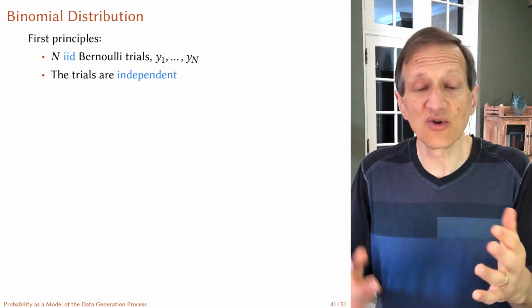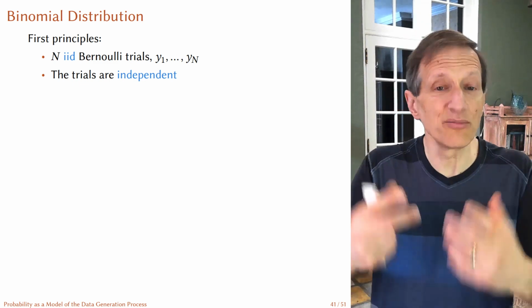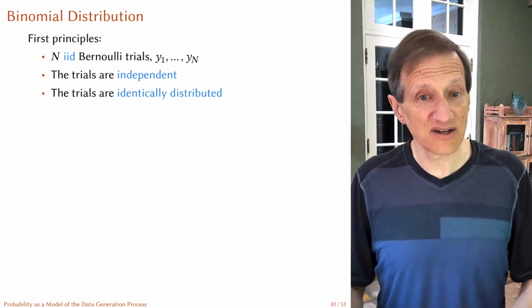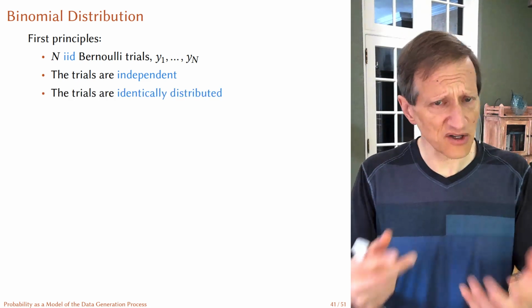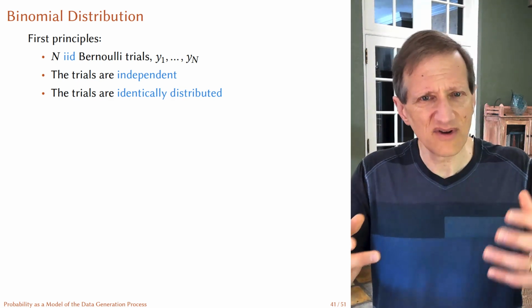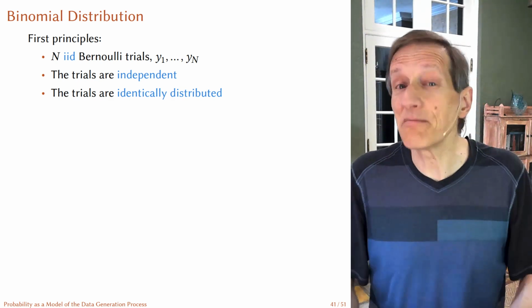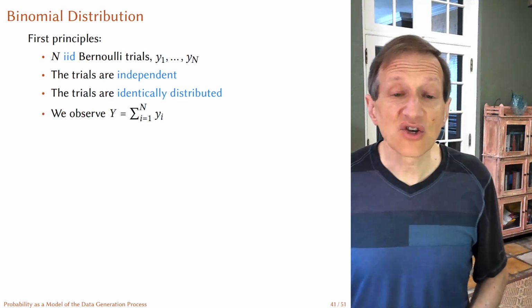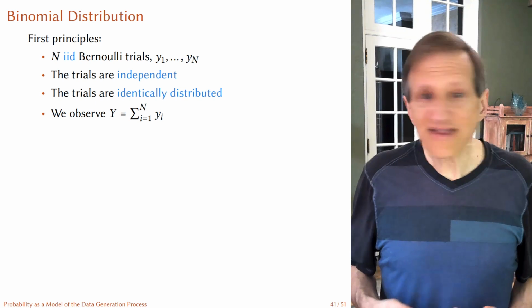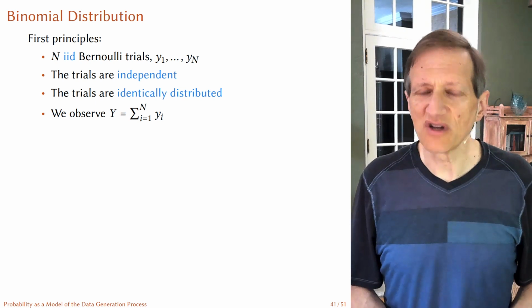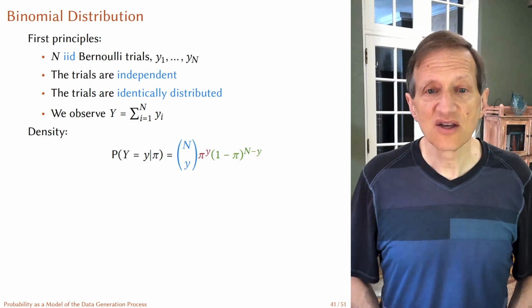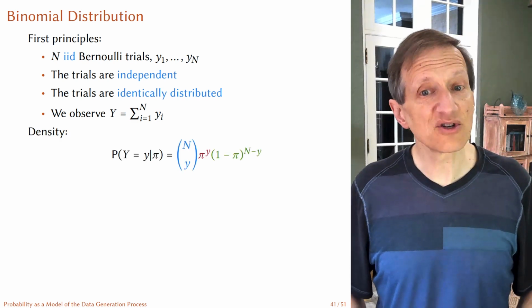Each one is a Bernoulli outcome. That's often called a Bernoulli trial. The trials are independent. The trials are identically distributed. Identically distributed means they are Bernoulli. They have the same first principles as Bernoulli, and they have the same pi. So we're going to observe not the results of the individual Bernoulli trials. We're going to observe instead the sum of them. So we sum them up. So the density, or the probability mass function, looks like this.